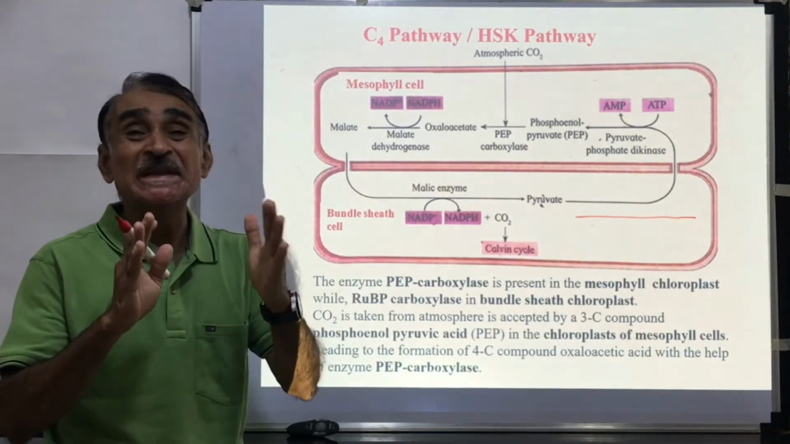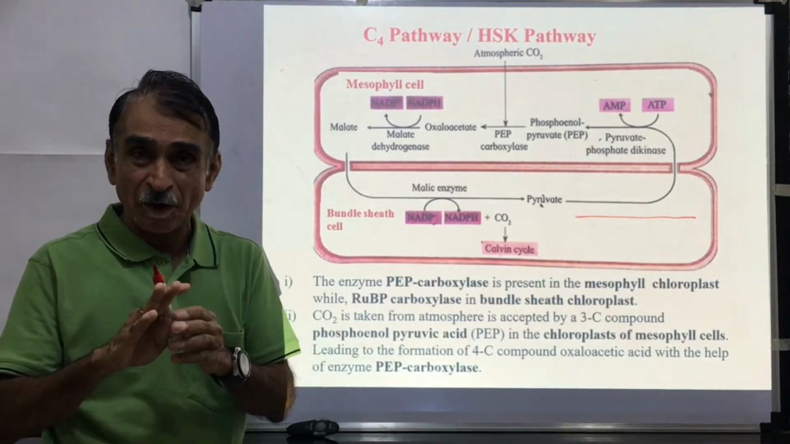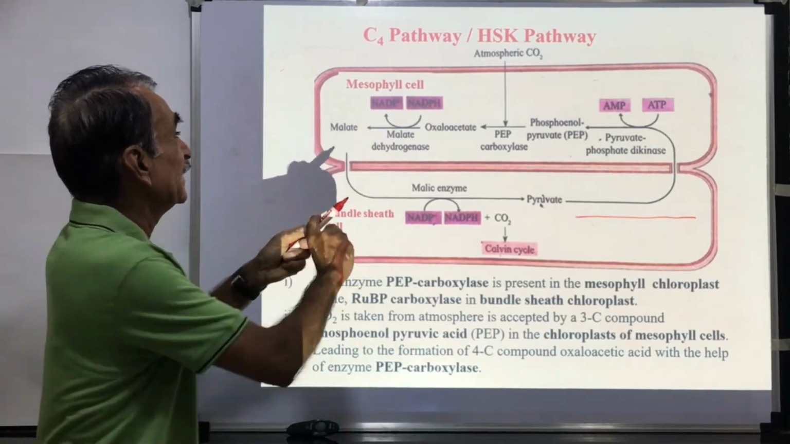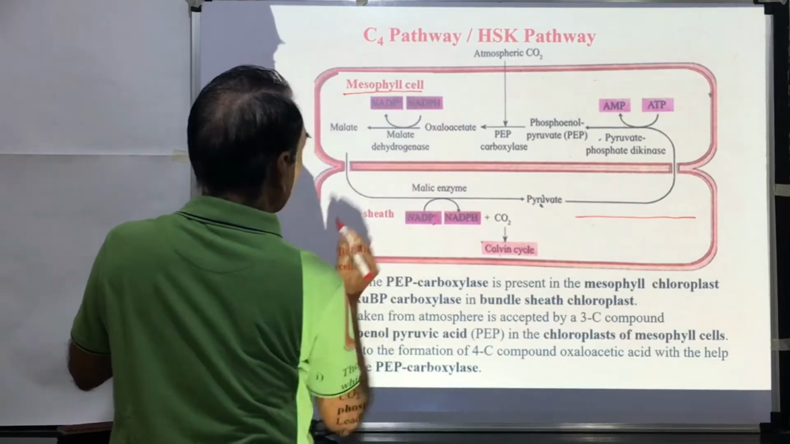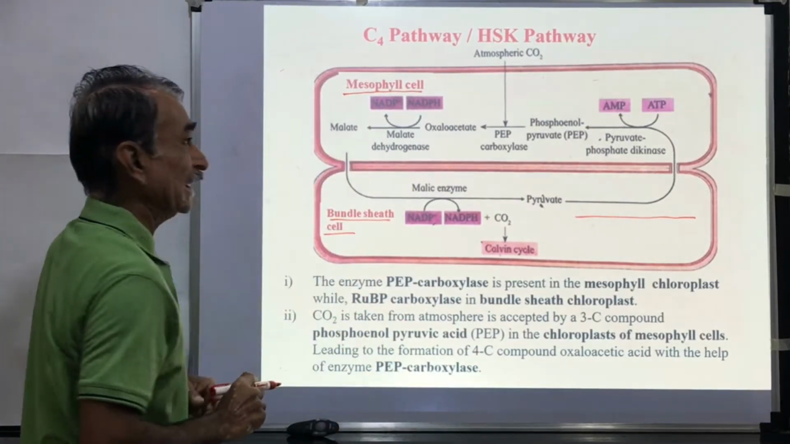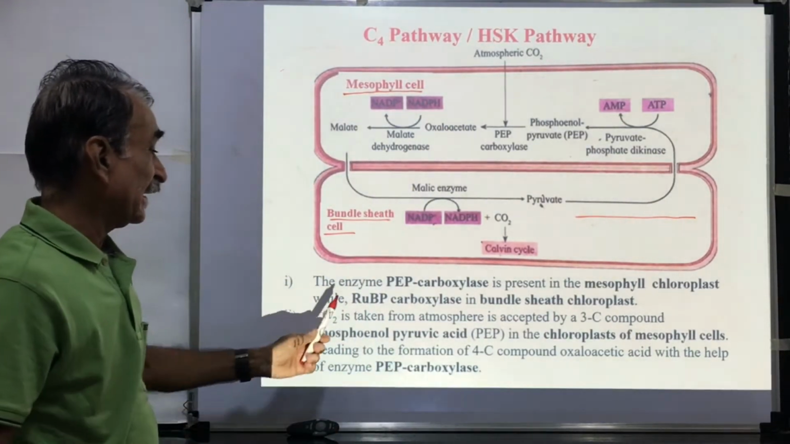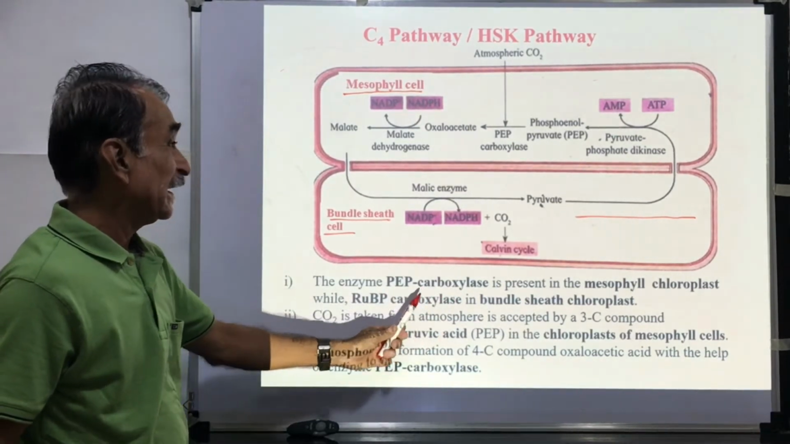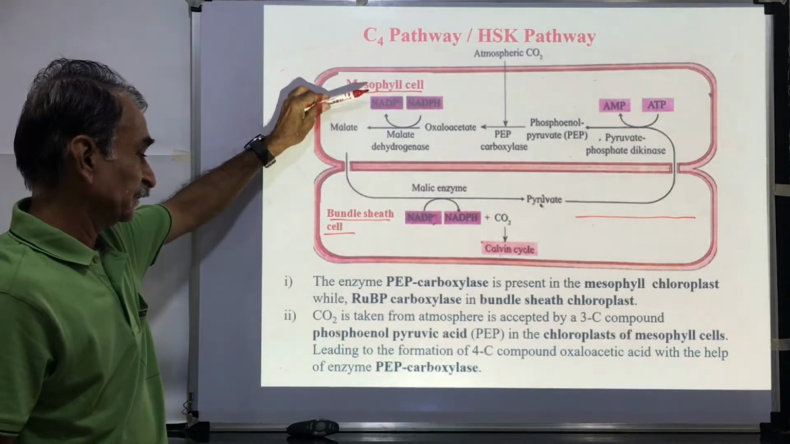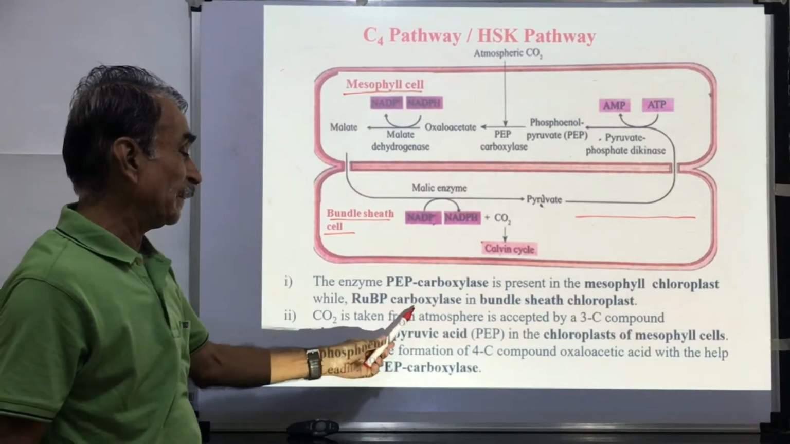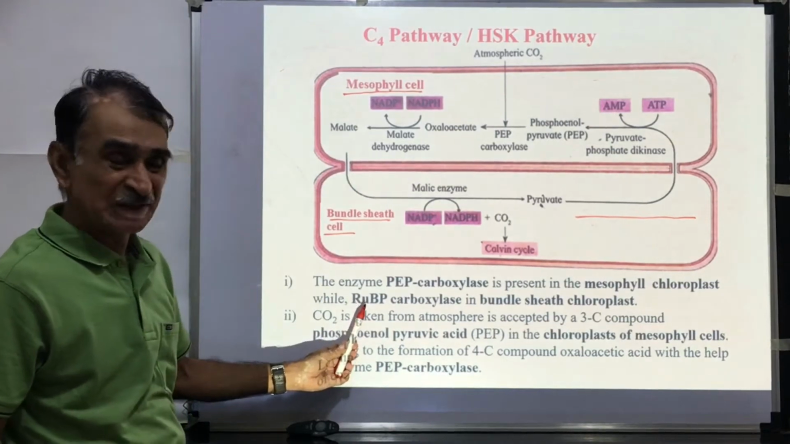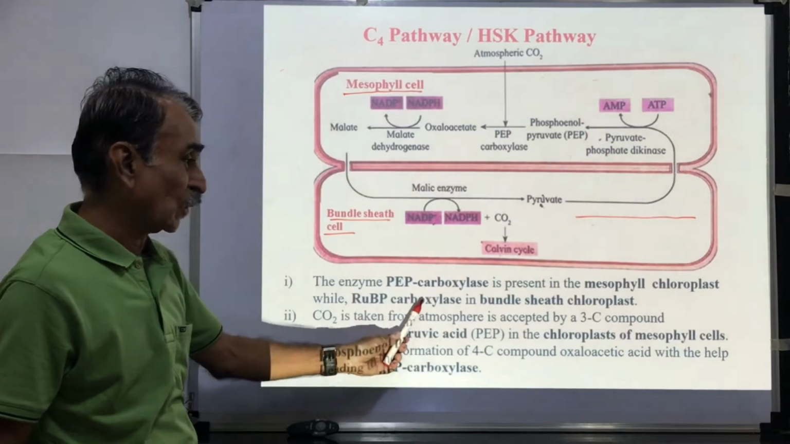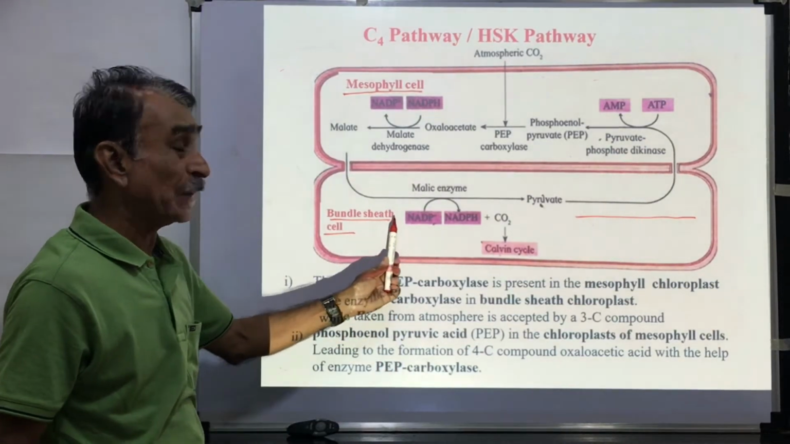Then we shall see how this pathway operates. This pathway, the C4 or HSK pathway, operates in two chloroplasts. This is a mesophyll cell. This is a bundle sheath cell. Here you can see that the enzyme phosphoenol pyruvate carboxylase, or PEP carboxylase, is present in the mesophyll cells, while RuBP carboxylase, ribulose 1,5-bisphosphate carboxylase, or Rubisco, is present in the bundle sheath cells.